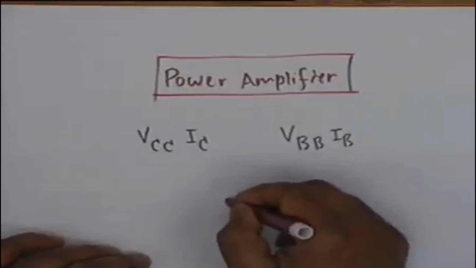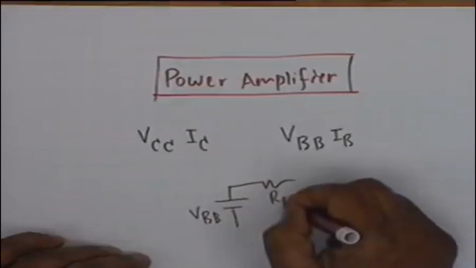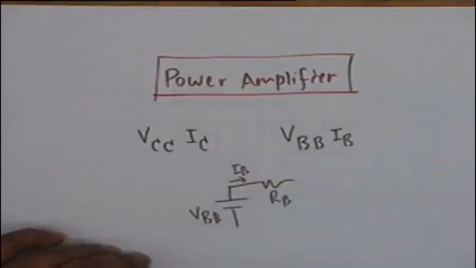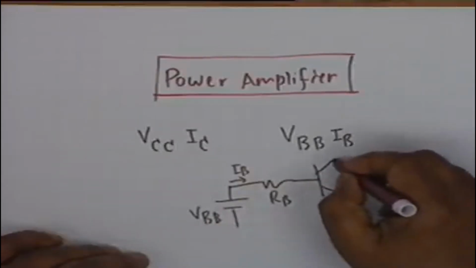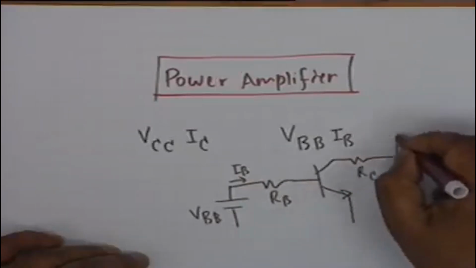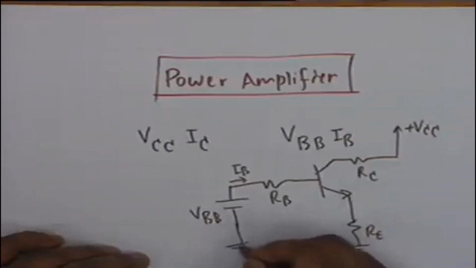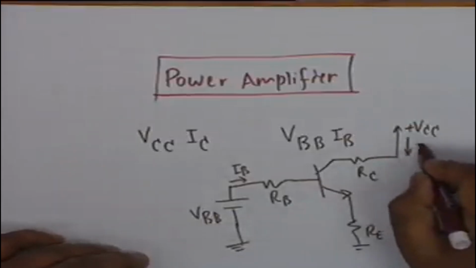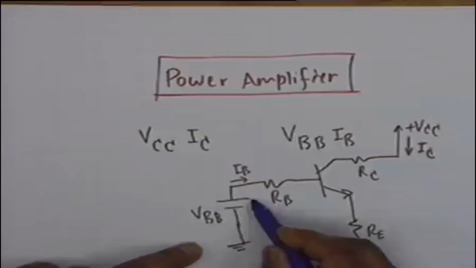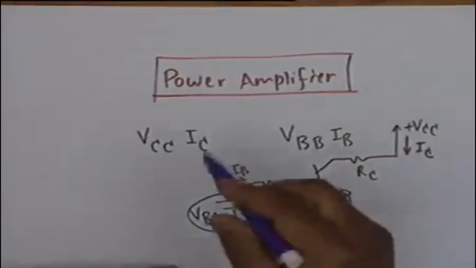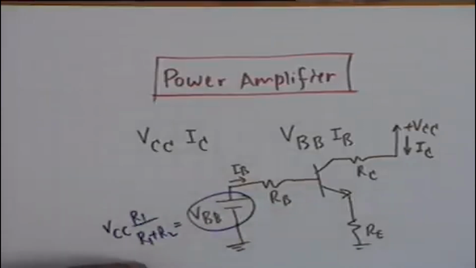You recall that the equivalent circuit is you have VBB, RB, and the current that is drawn is I sub B. This goes to the transistor, and the transistor has R sub C plus VCC. There may be an RE. This goes to ground, and this current is I sub C. There are two sources of power. One is VBB. What is VBB? It is derived from VCC. VBB is VCC R1 divided by R1 plus R2.